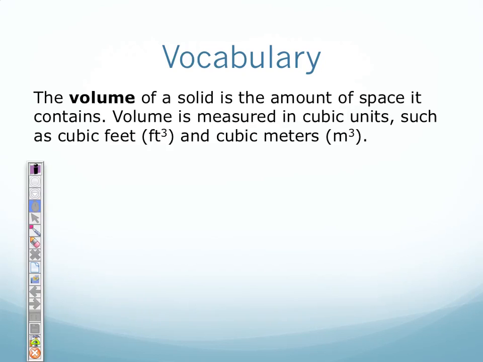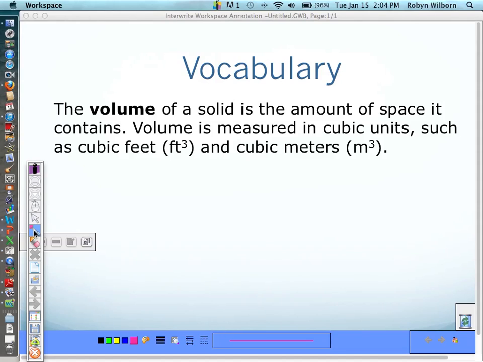The volume of a solid, this is a vocabulary term, and you only have one vocabulary word here, so that's nice. The volume of a solid is the amount of space it contains. Volume is measured in cubic units, such as cubic feet and cubic meters. I'd like you to grab a highlighter, or at the very least a colored pen, and we're going to highlight some of the most important parts of this vocabulary.